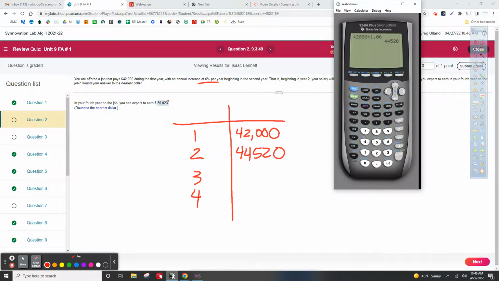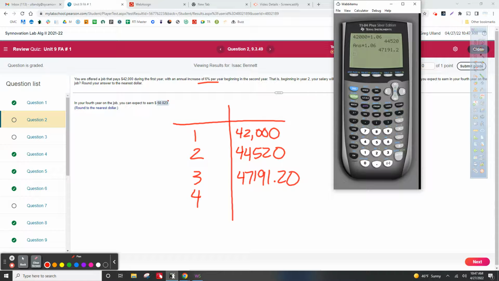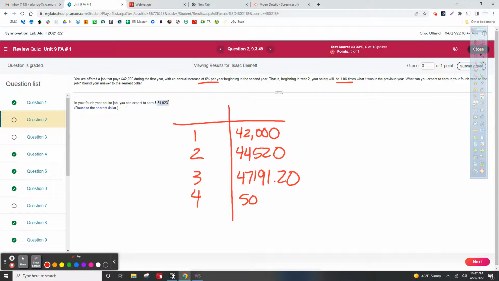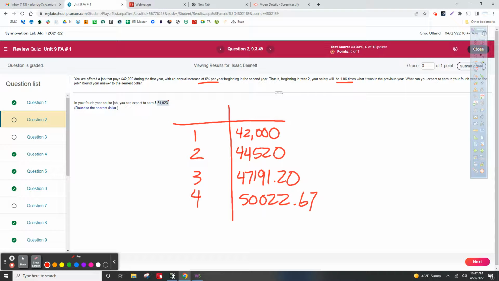Now this gets easier. I just take that and do times 1.06, and this is 47191.20 times 1.06. I don't really need to be doing this now, but 50,022.67. Okay, now what's it asking for? Oh, nice. Look, just do it that way.